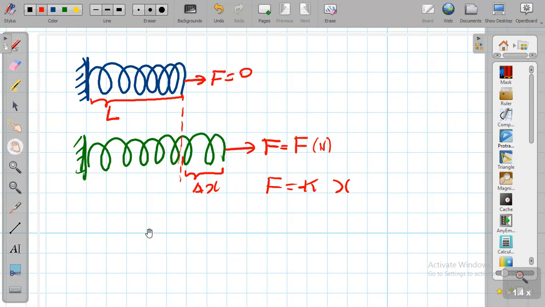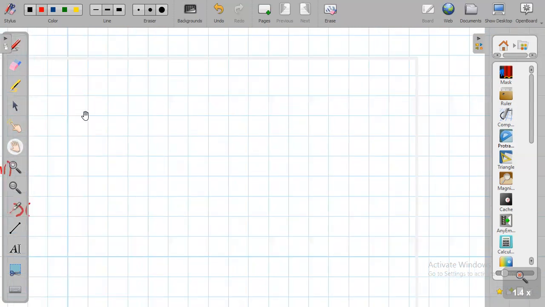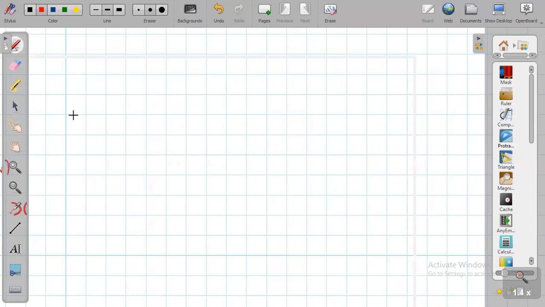Okay, now it's going to be the most important thing to understand. In MCQs, you find similar questions like this, and I know everybody gets wound up with this one. No, I'm not going to use a spring. Now I'm going to use something else.